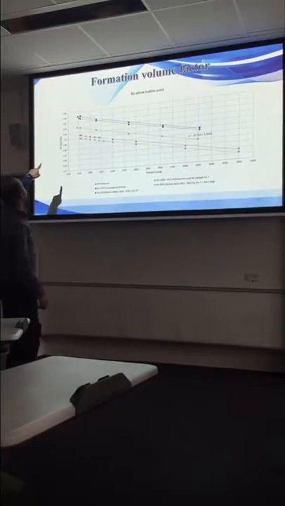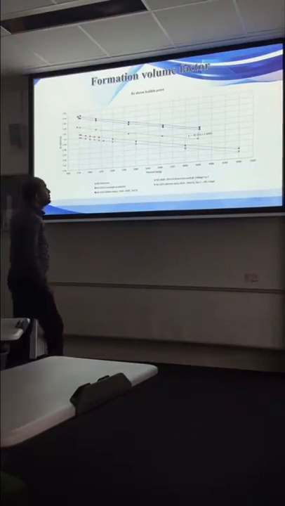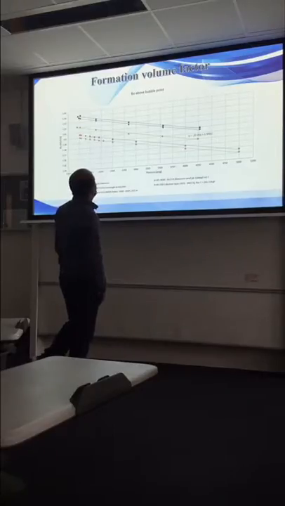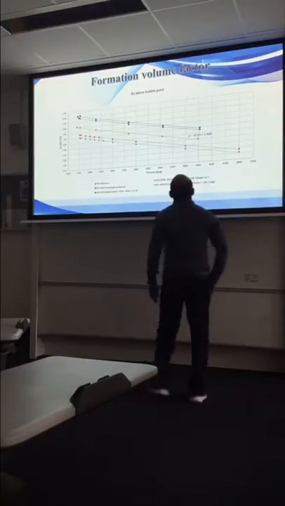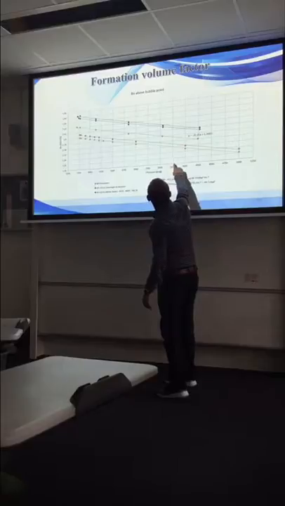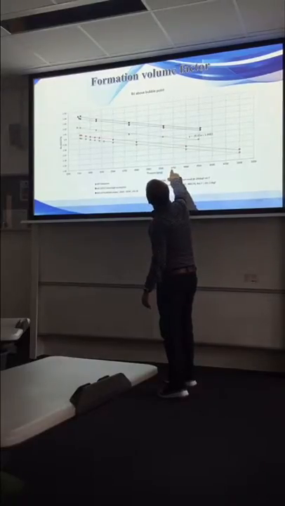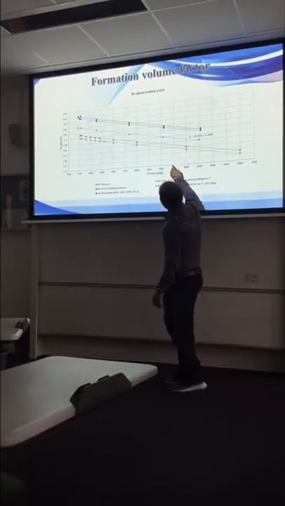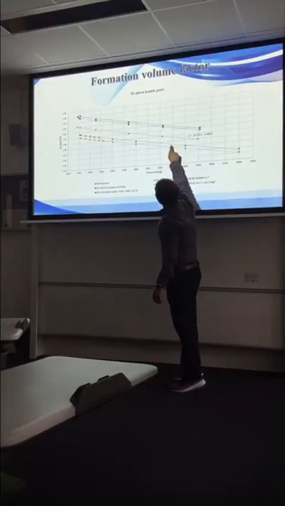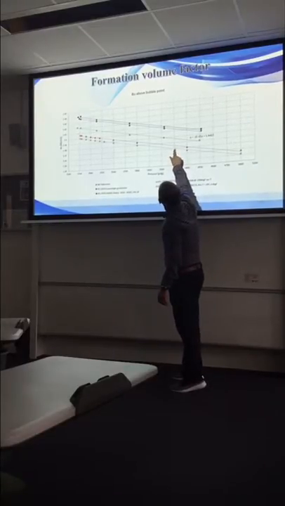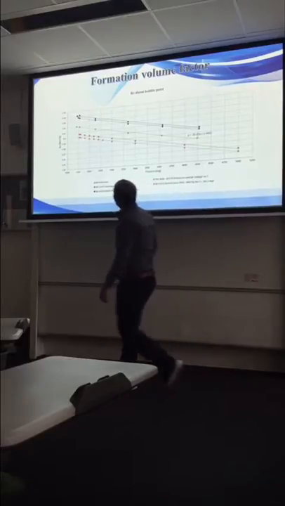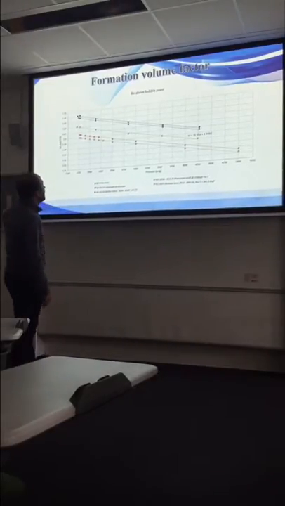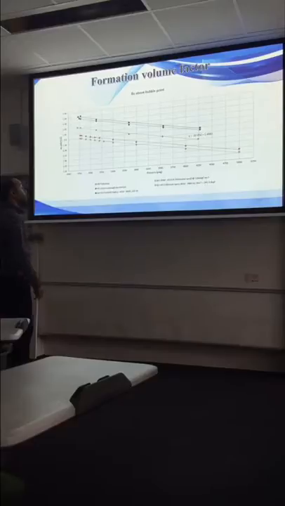As you can see, the highest point was around 1.41. Do you need the bubble point or the reservoir pressure? Yeah, that's the reservoir pressure. So this is the range of our values, from 1.37 to 1.41. And the average would be like 1.39.